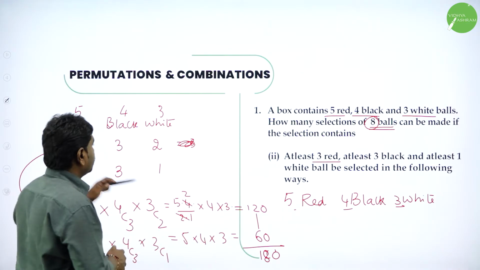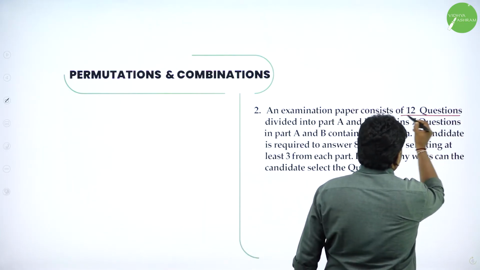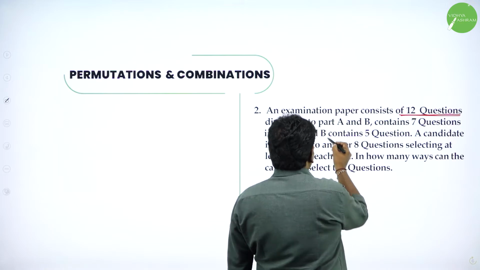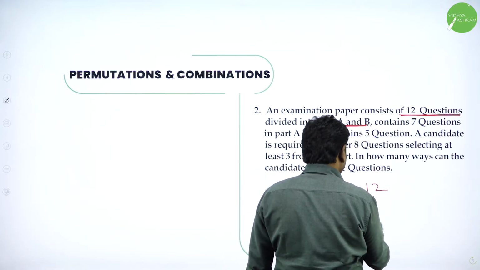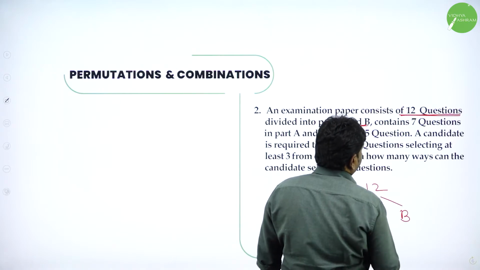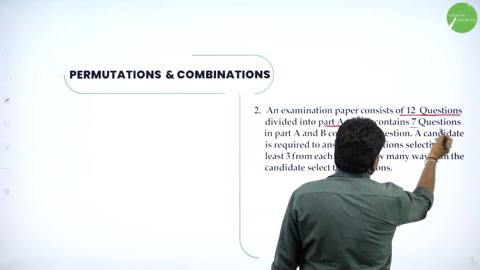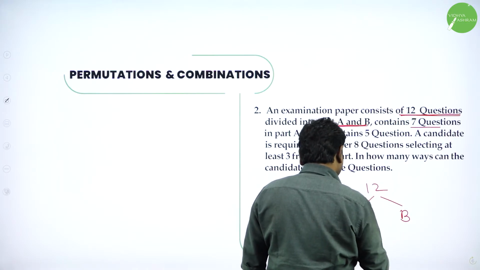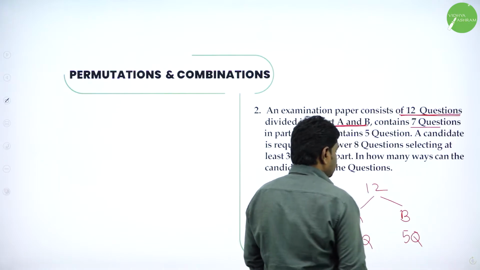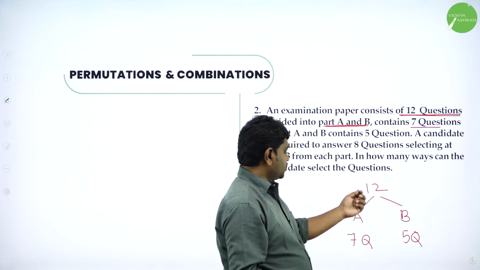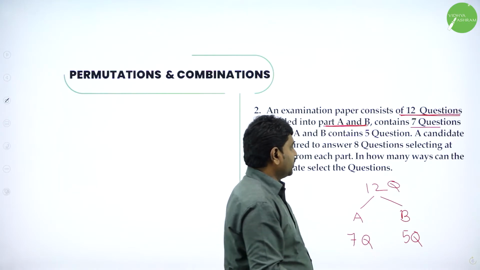An examination paper contains 12 questions. In the paper we have 12 questions, divided into part A and part B. Two parts are there. A contains 7 questions and B contains 5 questions. In part A 7 questions, part B 5 questions.